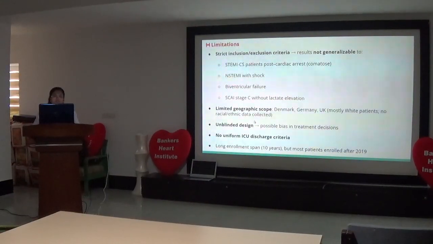The limitations were, it was not generalizable to all shock patients, like post-cardiac arrest, post-CPR patients were not there. Hence, if the patient is having extra-cardiac shock, we have no data. Patients with biventricular failure were excluded. Stage C shock patients without lactate elevations were not included. This is basically a scoring for patients with shock, a 5-grade system, and the C stage starts when the patient requires any kind of mechanical circulatory support. But if it did not also show lactate elevation, we had not taken them. And it had a limited geographical scope and it was unblinded. So those were the limitations of the study.